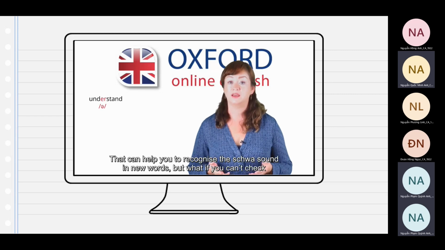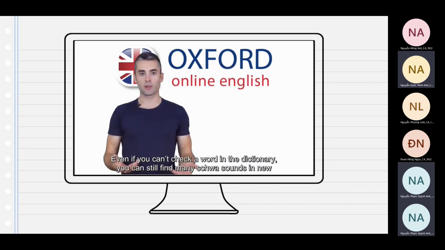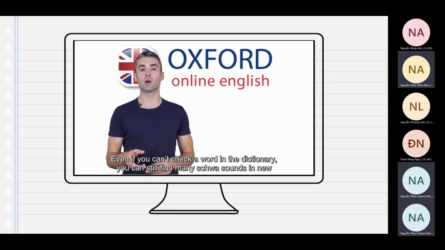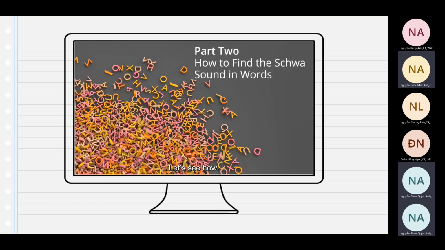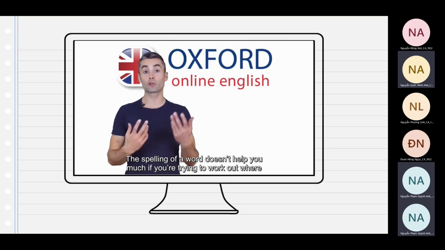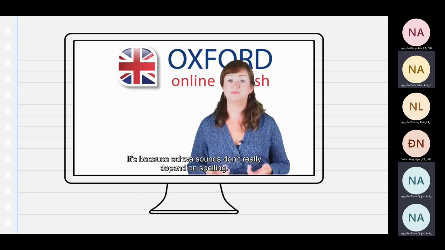But what if you can't check the dictionary? Even if you can't check a word in the dictionary, you can still find many schwa sounds in new words. Let's see how. The spelling of a word doesn't help you much if you're trying to work out where the schwa sounds might be. Why is that? It's because the schwa sounds don't really depend on spelling.